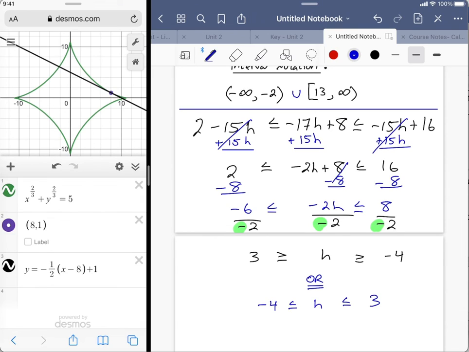So 3 is bigger than h, which is bigger than negative 4. True statement. Which in turn means, if you flip it around, negative 4 is less than or equal to h, which is less than or equal to 3. You could write it either way, and both would be correct, but this one is less confusing because it comes as a consequence of the operations that we performed.